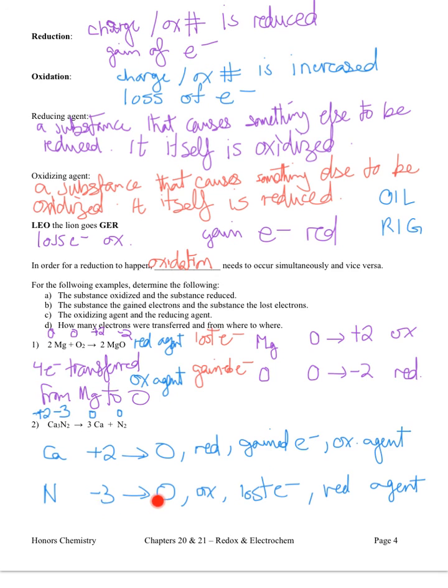Nitrogen went from -3 to 0. It lost electrons. To go from -3 to 0, the difference is 3 there, so it lost 3 electrons. But there are 2 nitrogens. 2 times 3 would be 6 electrons lost total. The electrons gained need to equal the electrons lost. There are a total of 6 electrons that were transferred, lost and gained. They were lost from the nitrogen and gained by the calcium, so they went from the nitrogen to the calcium.